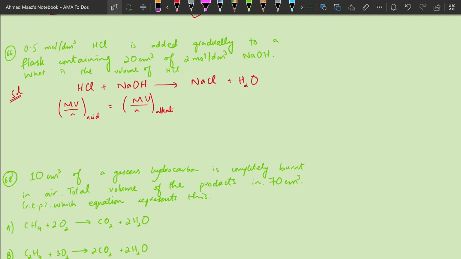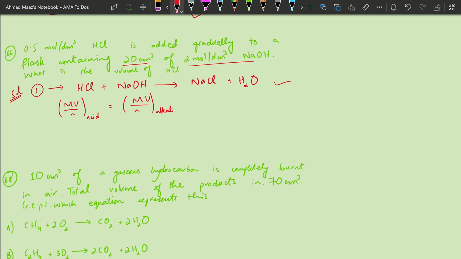MCQ 66. 0.5 mole per decimeter cube HCl is added gradually to a flask containing 20 centimeter cube of 2 mole per decimeter cube NaOH. What is the volume of HCl? The first thing that you need to do is write down the equation for the reaction so that you can calculate the moles. Once you have the equation, you can see it is already balanced.